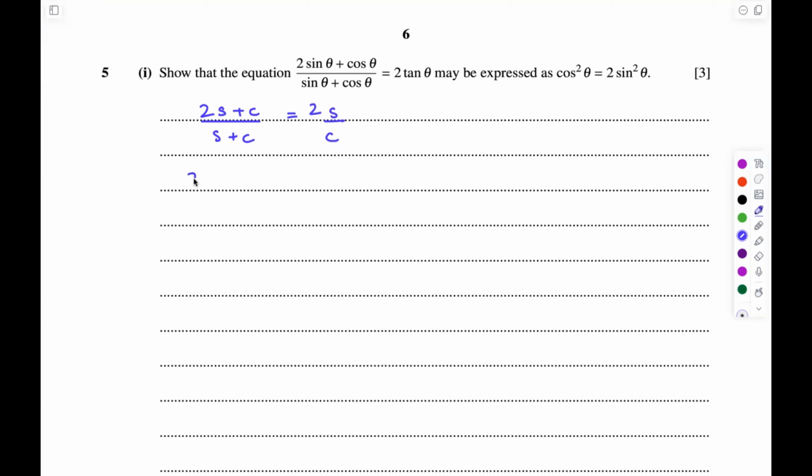Cross multiplying, we'll get 2 sine cos plus cos squared equals, so 2 sine will multiply by sine, this will become 2 sine squared. And this will become 2 sine into cos, which is 2 sine cos. So 2 sine cos on both the sides are of the same sign, so they will cancel out. So we'll be left with cos squared theta equals 2 sine squared theta.